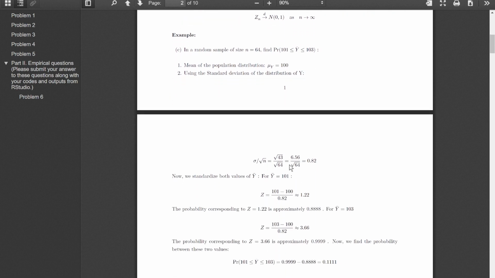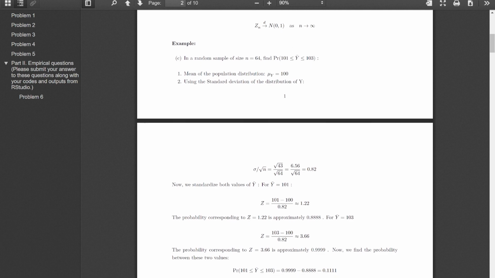So here is an example. You can find the probability of the sample mean Y bar being between 101 and 103. You know the mean of the population distribution, mu y, is 100, so basically you know the population mean and the standard deviation of the distribution.